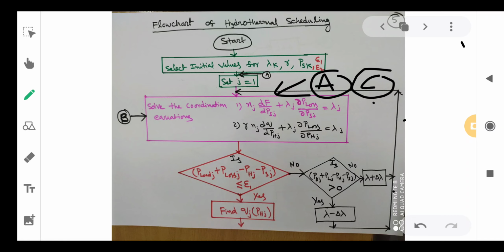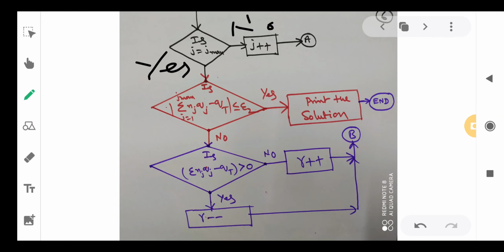This is a very important point in the flow chart. Therefore, it will come to point B and complete the solution till you get the satisfied result, and print the solution. This is the end. Till then, it will keep iterating.